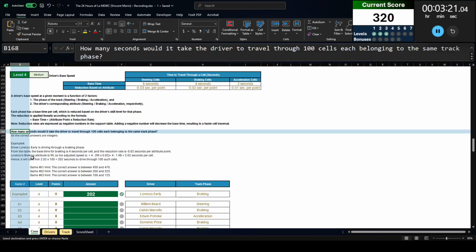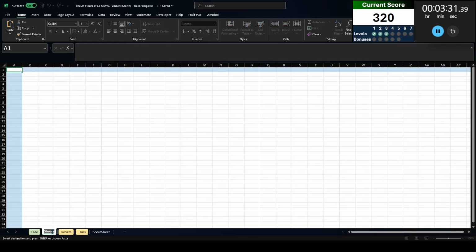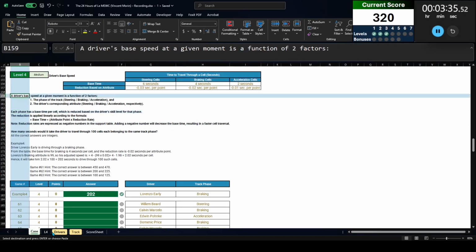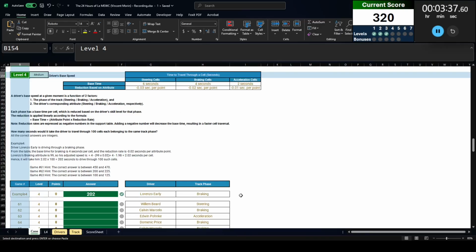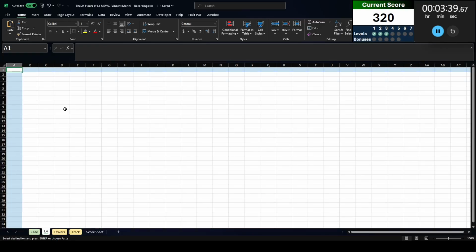How many seconds would it take the driver to go through 100 cells, each belonging to the same track phase? Nice long set of instructions. All right, so let's do a new sheet for this. We'll call this level 4 there. Let's bring in all the key information. So bring in all of that.